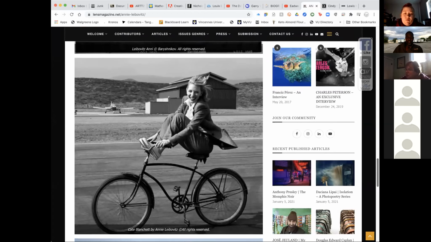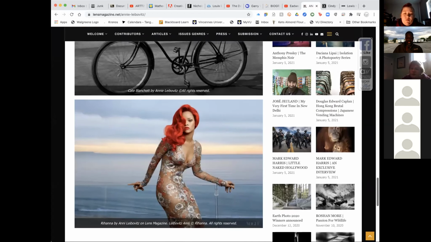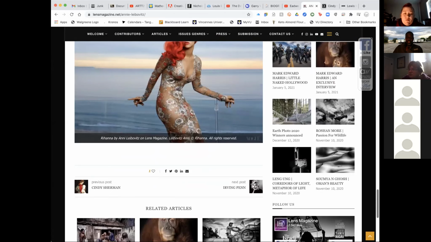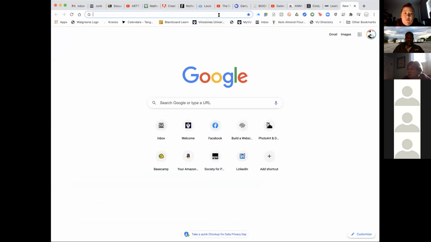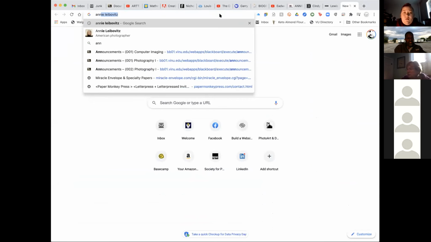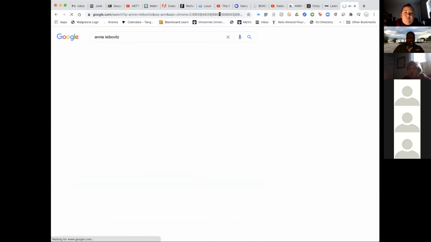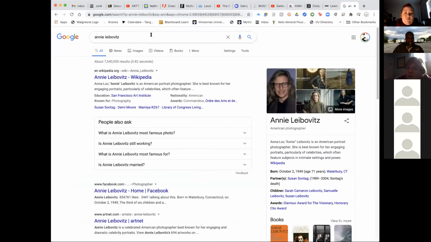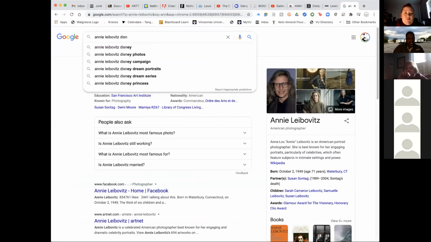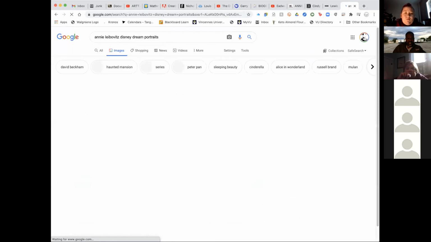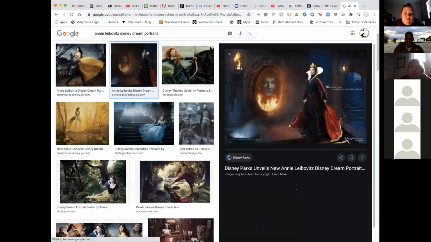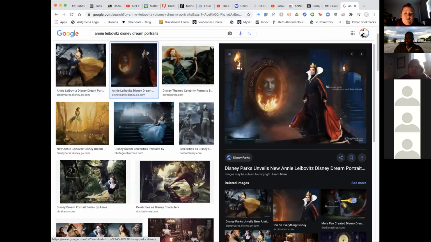Anybody famous, she shot. Kate Blanchett. She did a whole series of images, Disney images. Did y'all see the famous series of images that were Disney characters that were done by famous people? Yes. She's famous for those. Annie Leibovitz, Disney, Disney Dream photos. She's famous for this whole series of images of famous people dressed up as Disney characters as well.